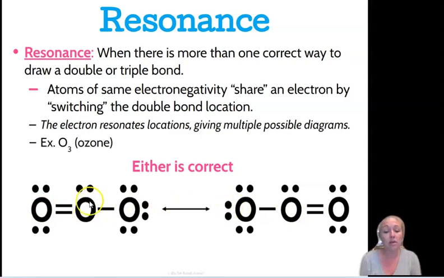Either one is correct. In reality, one of those electrons is being shared back and forth, and that's why it's called resonance. So sometimes it looks like this, sometimes it looks like that. But what you need to know for right now is that either one is correct. It doesn't matter which way you draw it.